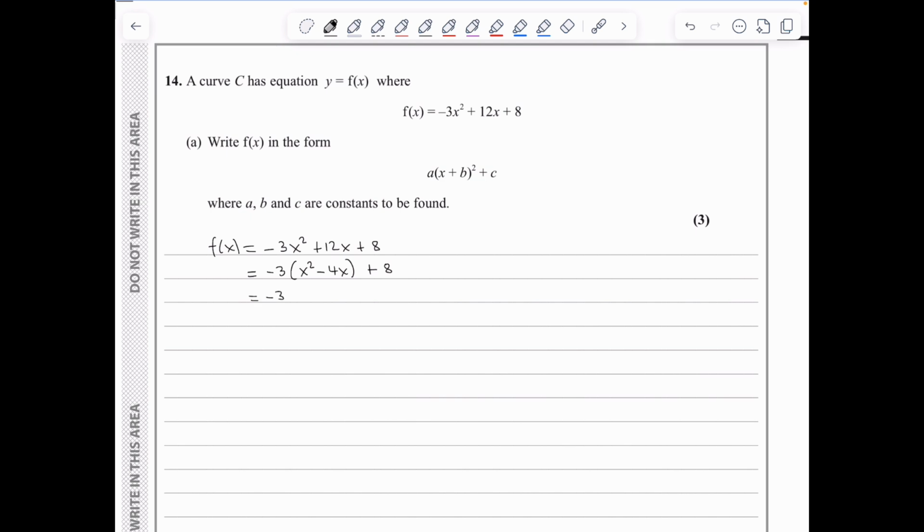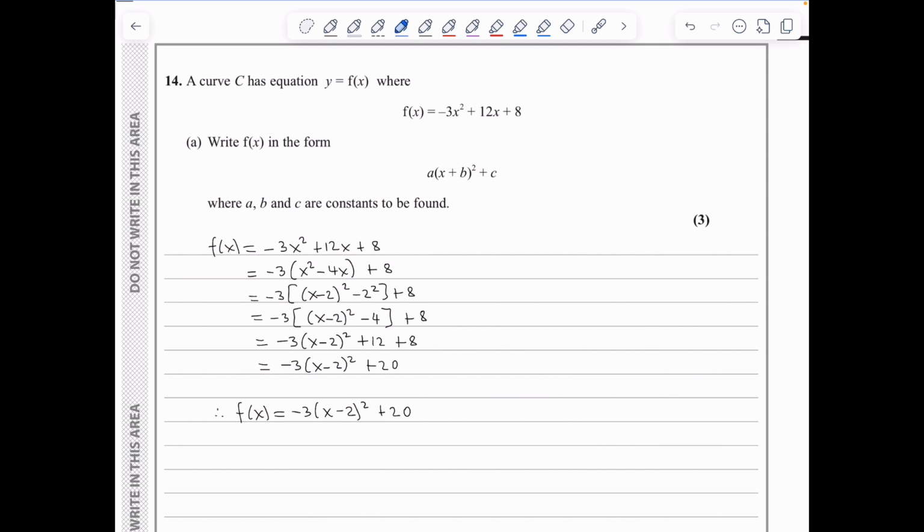So we're looking at negative 3, and I've got x minus 2 all squared minus 2 squared, plus 8, which takes me to negative 3 times the x minus 2 squared minus 4 close brackets plus 8, which further leads to negative 3 times x minus 2 squared plus 12 plus 8, and therefore we arrive at negative 3 times x minus 2 squared plus 20. So we conclude that f of x can be written in exactly the form proposed by the question as negative 3 x minus 2 squared plus 20.